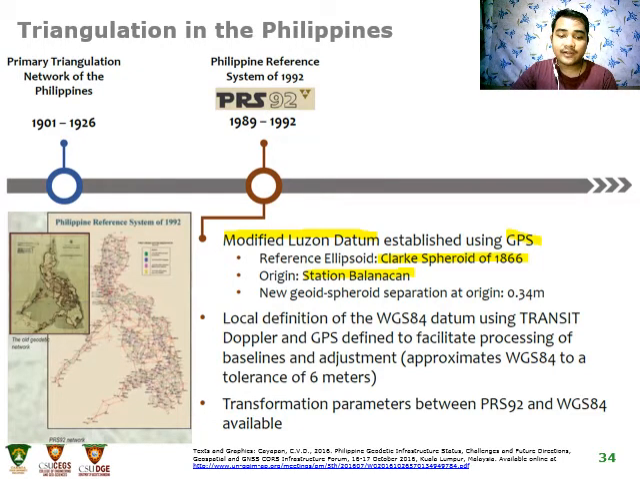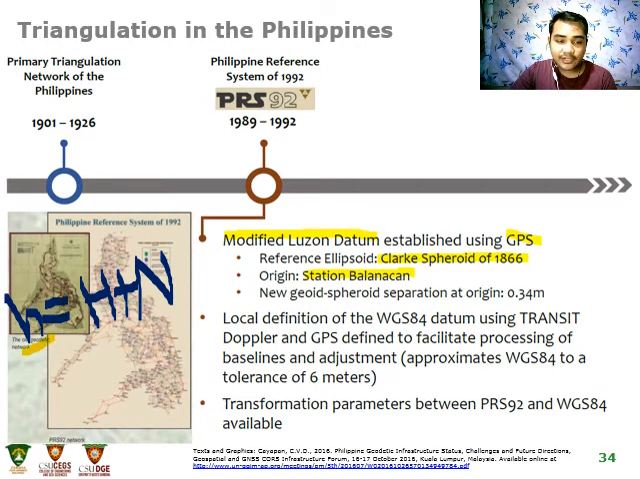And its geoid spheroid separation, what we call N. Diba, the formula before is h plus N is equal to H. So what is capital H? This is orthometric. This one is the geoid spheroid, and this is the ellipsoid. Or, ellipsoidal height is equal to orthometric height plus geoid spheroid separation. So this N, the geoid spheroid separation at Station Balanacan is 0.34 meters.